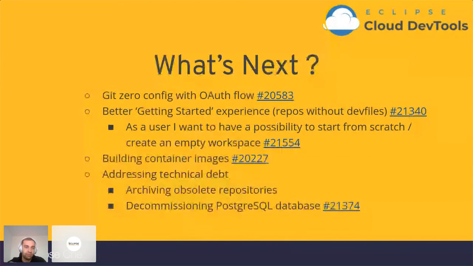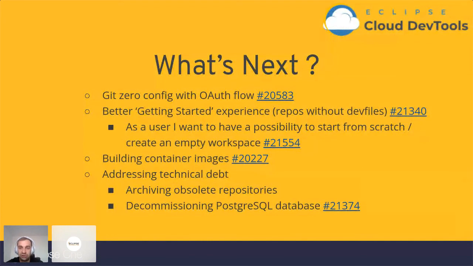So we want to improve the Git zero config for the OAuth flow. So this means better support for GitHub, Bitbucket, and GitLab. So whatever OAuth provider you are using, we want to have it really minimal from the configuration standpoint. We want to provide a better getting started experience.